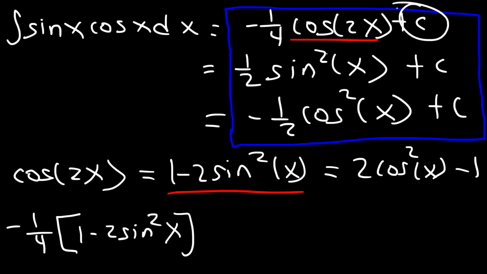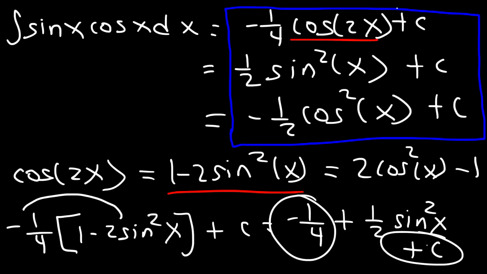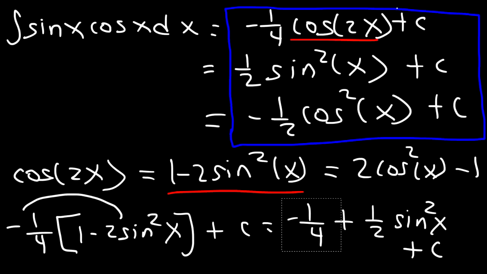And let's not forget about the constant plus c. So this is going to be negative 1/4, and then if we multiply negative 1/4 by negative 2 sine squared, it's going to be positive 1/2 sine squared plus c. Now, when you add negative 1/4 plus some unknown constant, combined, you could just write it as a single constant. So we can replace negative 1/4 plus c with just c. So that would be just a generic constant. And you can see that you get the same expression.